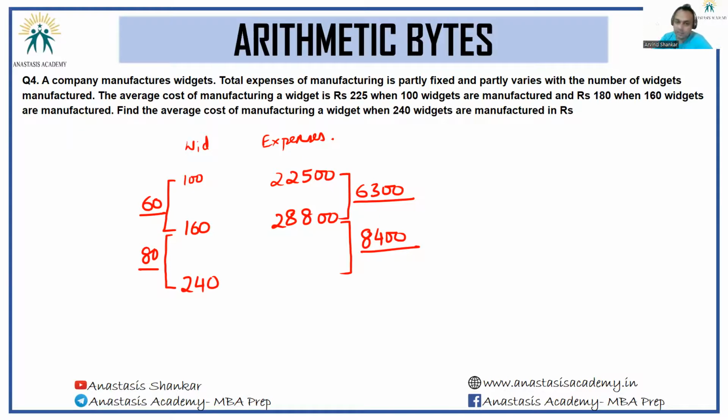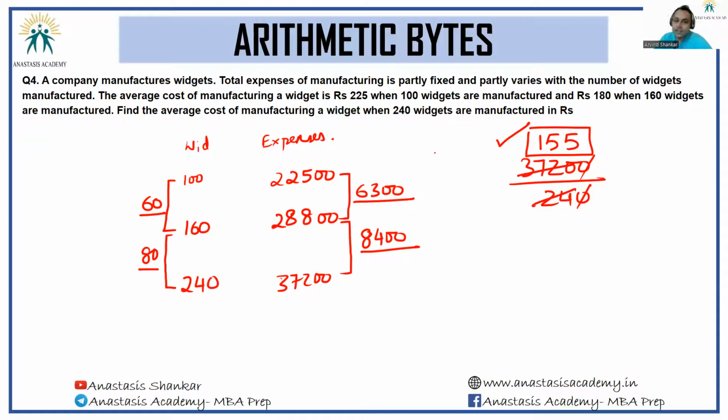Fixed expenses remain fixed. So now I know the total expenses in the final case. 12 gone, 372 followed by 2 zeros. Average I have to calculate. So 37200 divided by 240. Cancel, cancel. Is this divisible? Yes, this is divisible by 24. But it will be difficult. Let's see. 1, 122, 5. No. 1, 132. So 120. Okay, 155 I will get. The average cost of manufacturing a widget will turn to 155 when 240 widgets are manufactured.